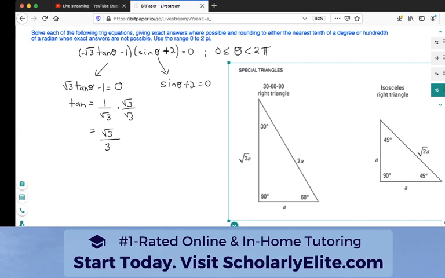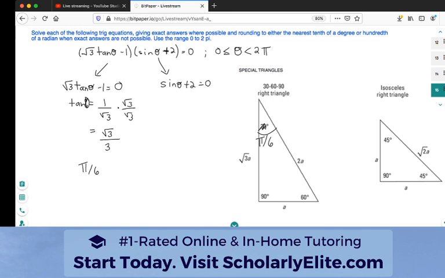Like, in this case, what I would do is actually look for the opposite over adjacent of the angle that gives me the answer for tan of theta, where it's literally 1 over root 3. So opposite 1, root 3 adjacent, and that means 30 degrees is the angle, aka pi by 6. So there we go. We have pi by 6 is one of our angles.